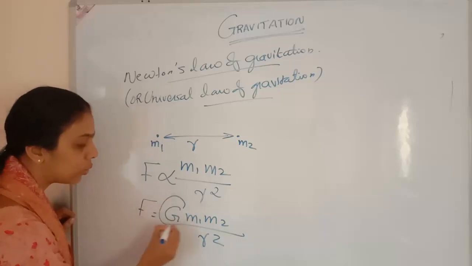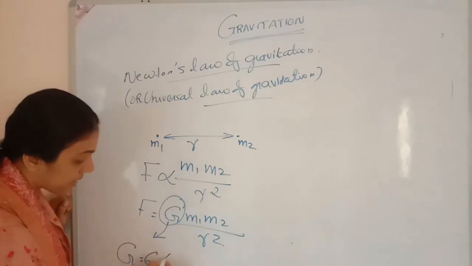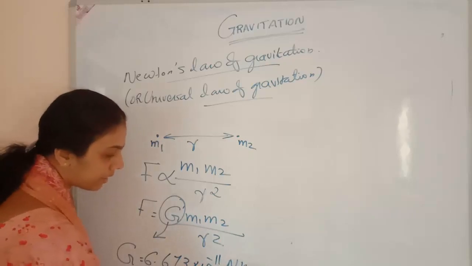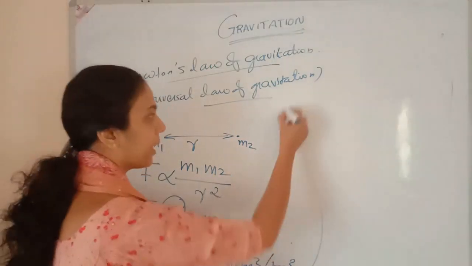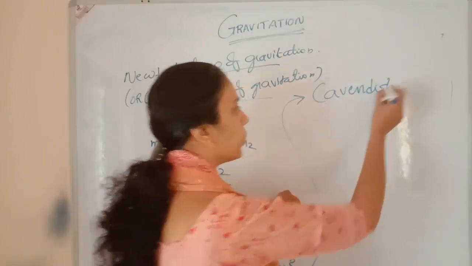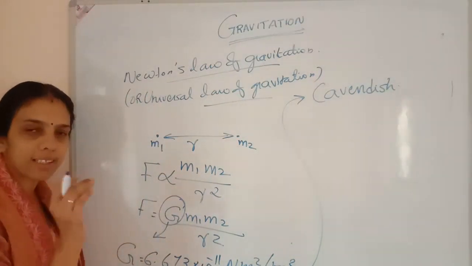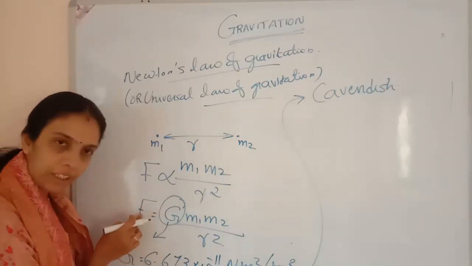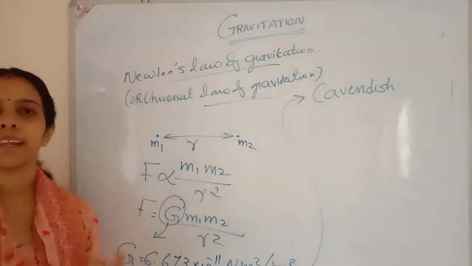G is called the universal gravitational constant. Its value is G equals 6.673 into 10 to the power minus 11 Newton meter square per kilogram square. This value was given by the scientist Cavendish. Cavendish experimentally determined the value of this G, that is 6.673 into 10 to the power minus 11. The unit is Newton into meter square divided by kilogram square. This is about the universal law of gravitation.